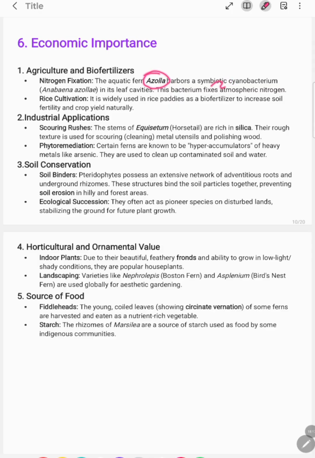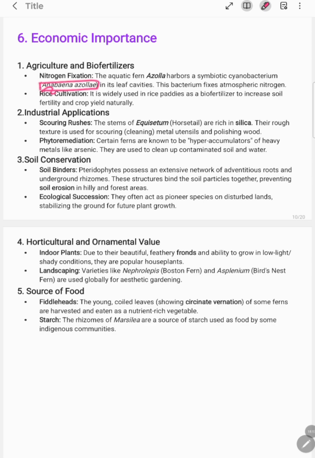So the azolla shows the symbiotic association with the cyanobacteria, Anabaena azollae, okay, in its leaf cavities. Okay, जो एजोला की जो लीव्स कैविटी होती है वहाँ पर क्या साइनोबैक्टीरिया प्रेजेंट होता है. ओके, एंड दिस एसोसिएशन हेल्प इन द फिक्सिंग ऑफ नाइट्रोजन.